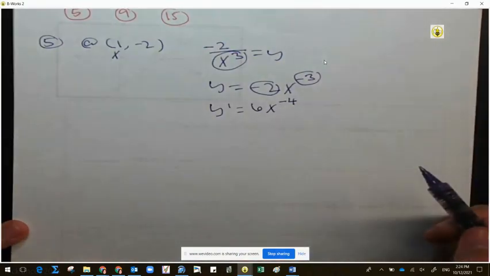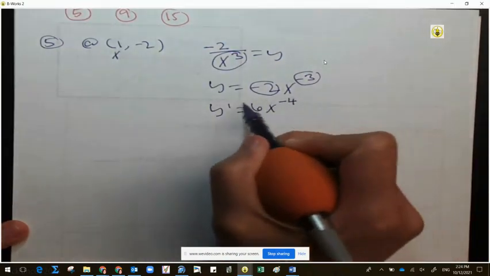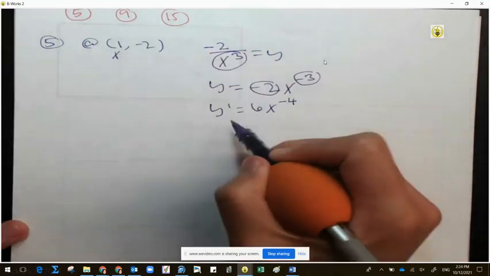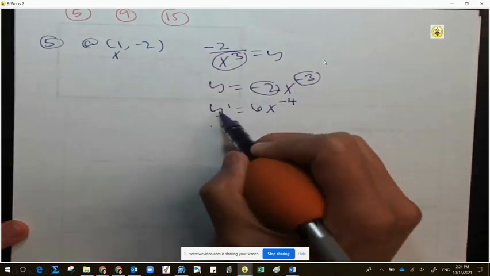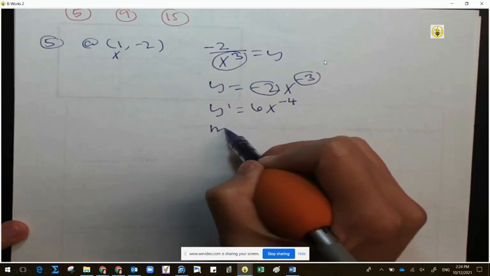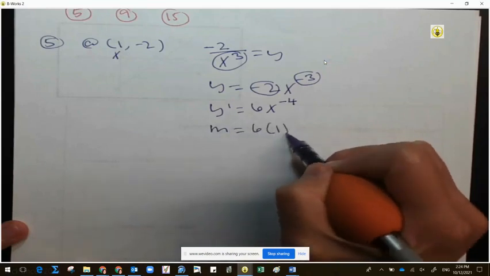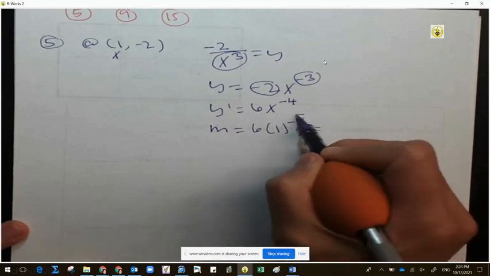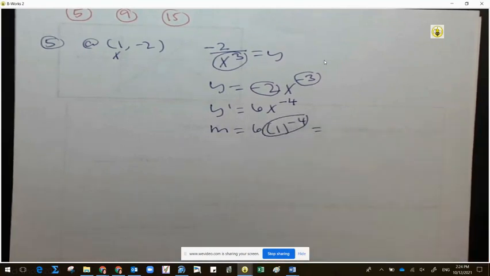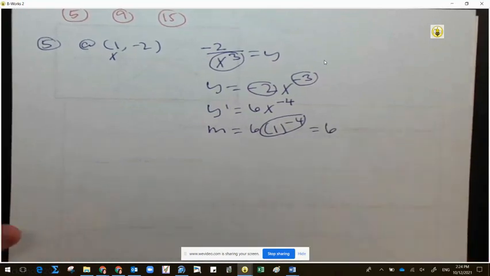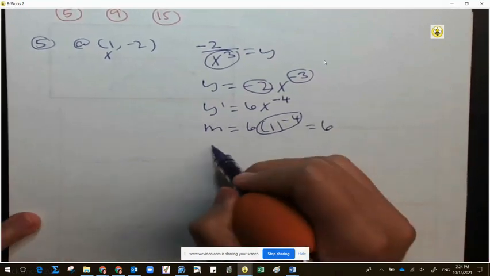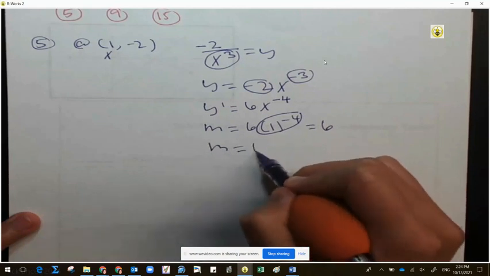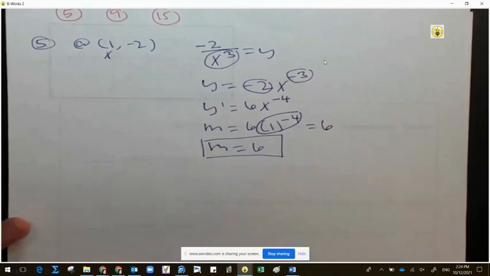Here's my x. And is there a y piece by itself that I need to plug in here? No. So just the x. So I'm going to put in our y prime is our slope function, 6 times the 1 to the negative 4. And because I have an even number as my power, is that 1 going to change? No. Nope, just 6. So it says to find the slope. The slope at 1 comma negative 2 is equal to 6. And that is it.